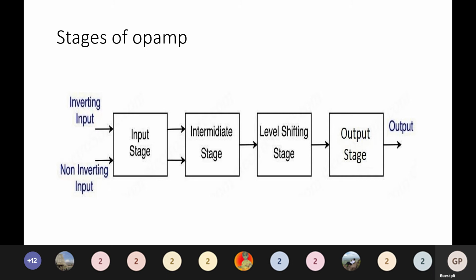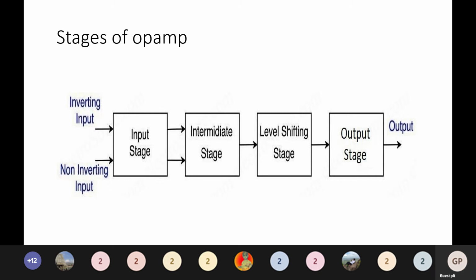So within an IC, you cannot fabricate a coupling capacitor. That is also there, right? And therefore, all will be direct coupled. Okay, that is the case. The DC and AC, everything will get amplified stage by stage.